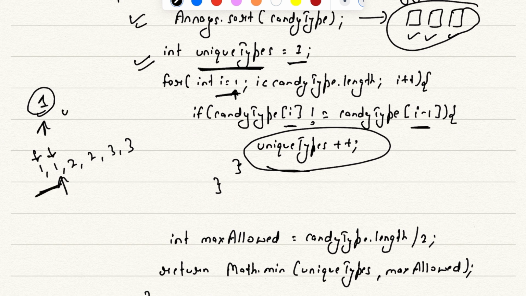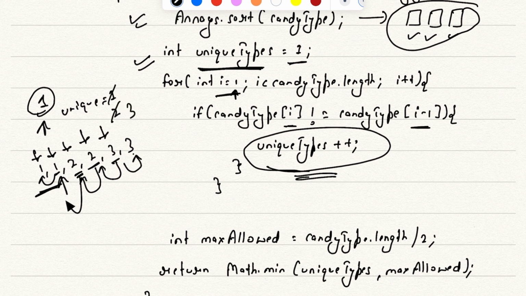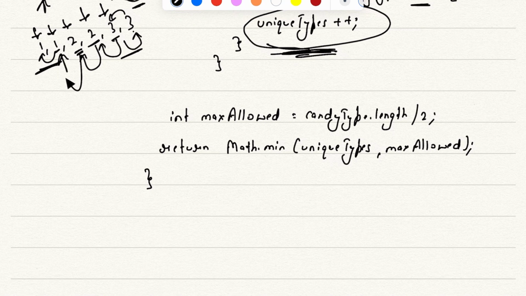So my loop will start from here, and I already have 1 in my unique type. I will check, is this equal to this one? Yes it is. So I'm not going to increase the counter, I will just move ahead. Now I am here, I will check, is this not equal to this one? Yes, they both are not equal, so that's why I'm going to increase my counter to 2. Now I'm here again, I'm going to check, is this equal to this one? Yes it is. So I'm not going to do anything, I will just skip this line. I will move ahead. Now I am here, I will check, is this equal to this one? No it's not. I will increase the counter. Now I am here, I will check, is this equal to this one? Yes it is. So I'm not going to do anything, I will just skip this. So what I am doing, I am just counting the unique types of candies only. And once I have figured out the unique types of candies, the next thing is very simple.